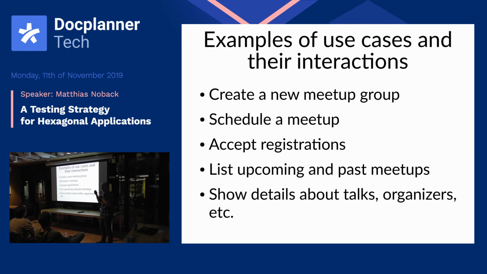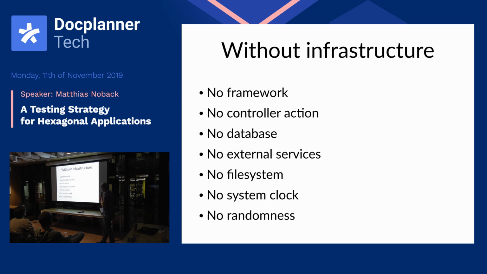Like what has the application to offer to its users in terms of the actions they can do or the information they can retrieve. This doesn't really talk about the secondary actors, but of course we also need ways to sort of remember the meetups that we scheduled, because the next time we go to the website, we still want to see the same meetups. It shouldn't have forgotten about them or something.